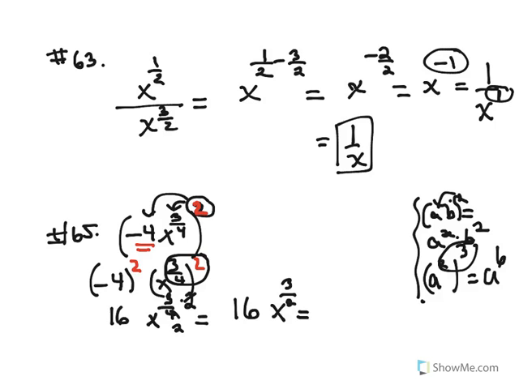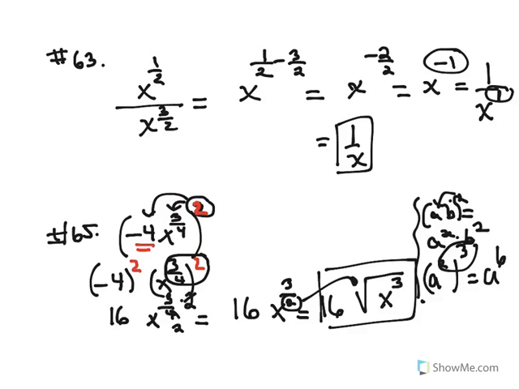And I can write this as a radical if I want to expand this. This is the square root. This number right here goes as the root of x to the third. Okay? And that's the answer for number 65.